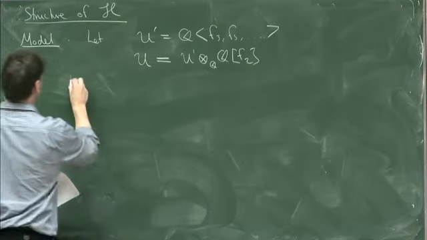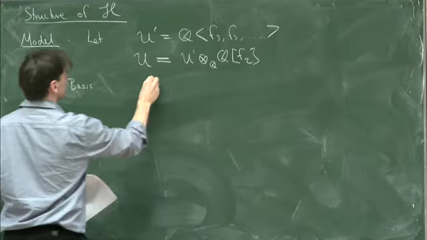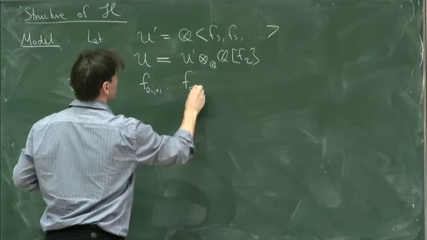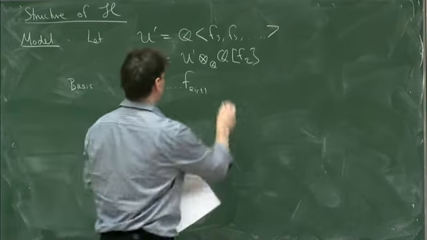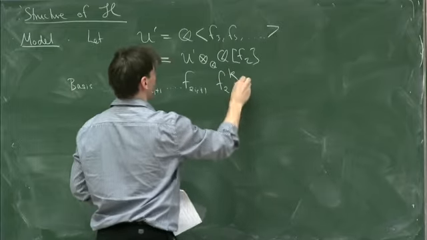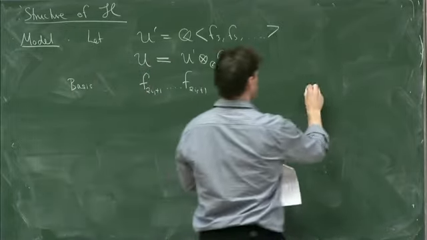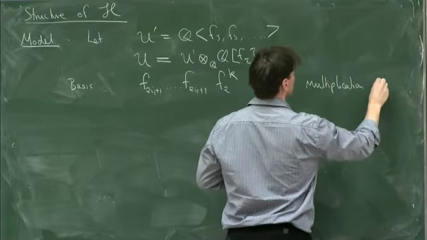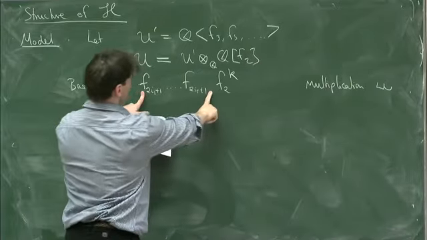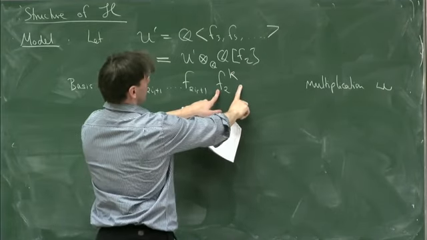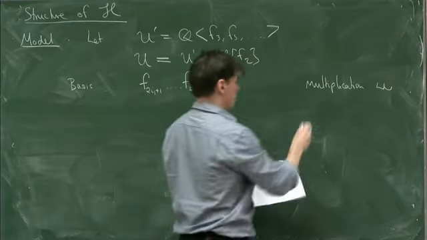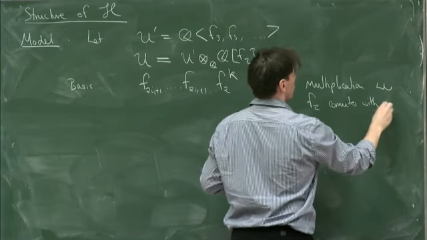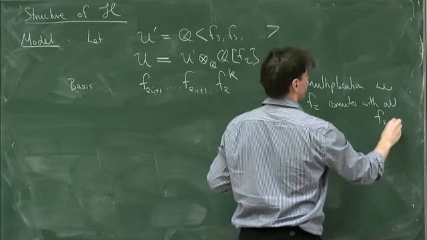So what is the basis for U? A basis consists of words in these odd generators, and at the end I put some multiple of f2 to the k. The multiplication here is the shuffle multiplication for the odd generators, but f2 commutes with all the f_{2i+1}.